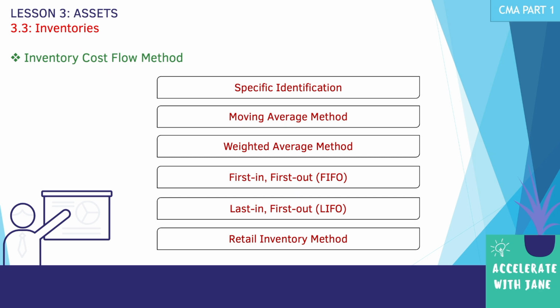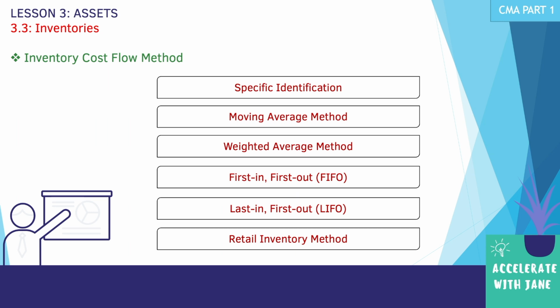Second, when we say moving average method, this applies to those companies who have implemented a perpetual inventory accounting system. Under the moving average method, it requires the determination of a new weighted average inventory cost each time a company makes a purchase. So for example, every time a company makes a purchase, a new weighted average is computed.